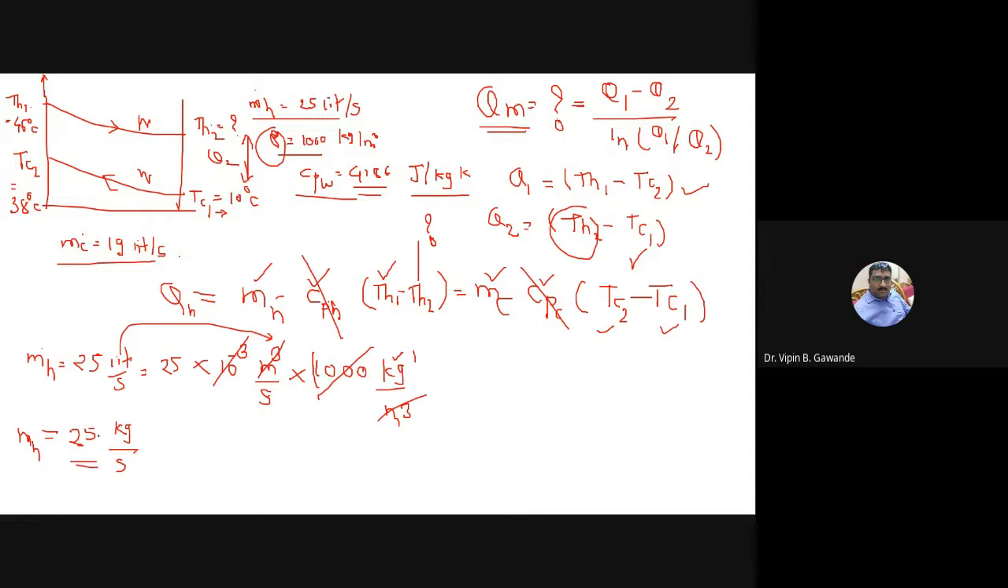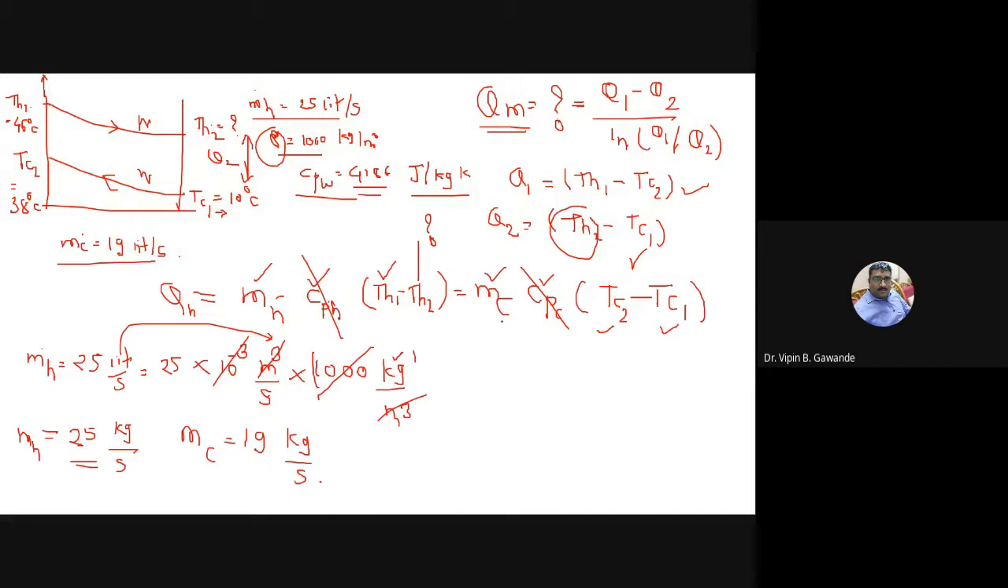Okay, so this is for 25 kg per second. Now on similar grounds, what will be the value for the cold feed? It is 19 liter per second, so it will come out to be 19 kg per second. Okay, it is 19 liter. So now mh is known, mc is known, all the temperatures are known.